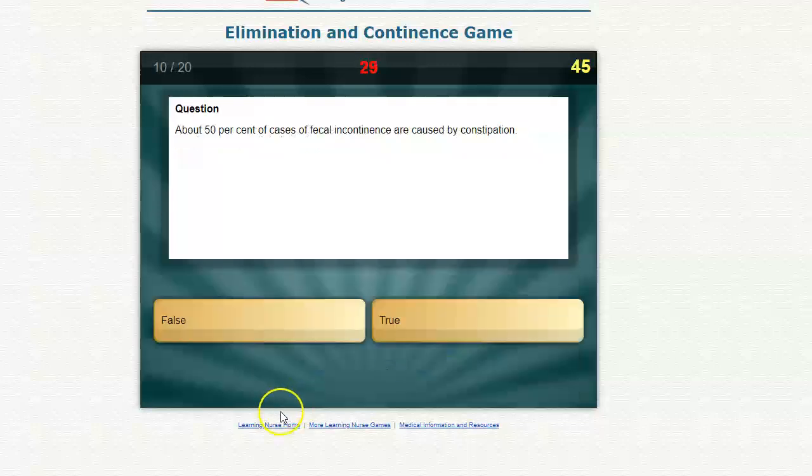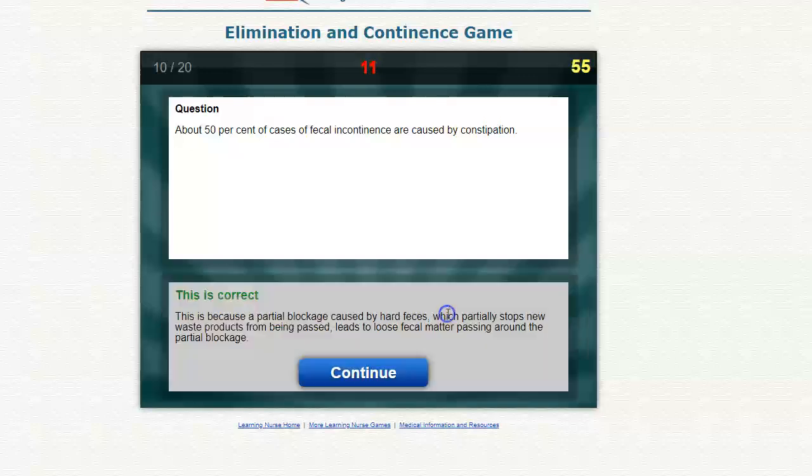Continue. About 50% of cases of fecal incontinence are caused by constipation. Is that true or false? Think about it. I'm going to say true. Yes. This is because a partial blockage caused by hard feces, which partially stops new waste products from being passed, leads to loose fecal matter passing around the partial blockage.